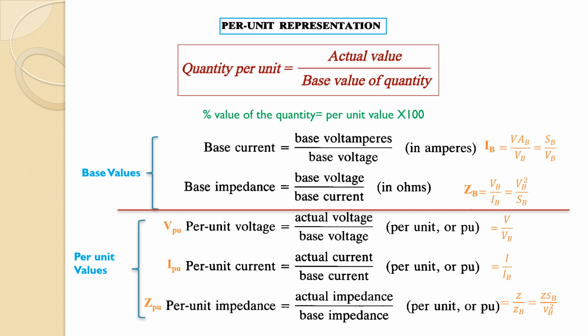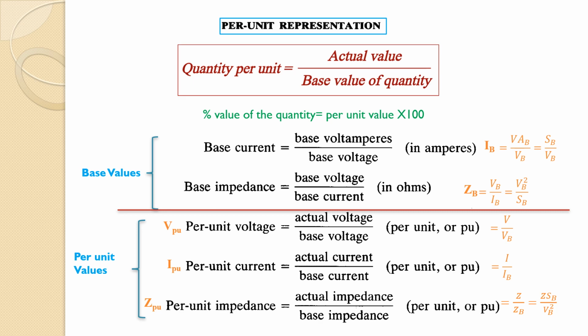The per unit value of any quantity is defined as the ratio of actual value to the chosen base value in the same unit. Computation of a power system having two or more voltage levels becomes very complex and difficult when it is necessary to convert the currents to a different voltage level when they flow through a transformer. The other way of simplifying the analysis is with the help of a set of base values known as base quantities, and these base quantities are assumed for each voltage level.